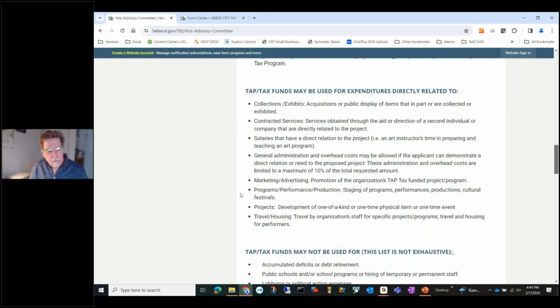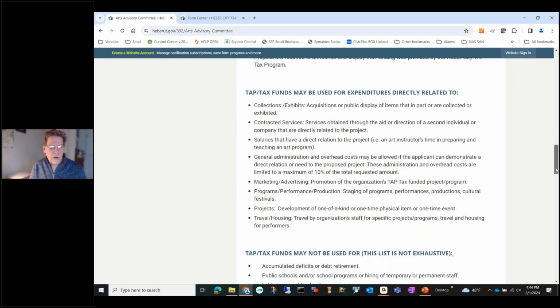And then development of the one-of-a-kind or one-time physical item or one-time event is a good definition of what a project is. And then finally, travel and housing for the organization staff for specific projects and programs, and travel and housing of performers. Of course, by that, it would merit that they would be in the minority of the expense, but we wouldn't know that sometimes. Sometimes we are bringing in a guest speaker, then perhaps besides the fee, the second most expensive thing will be the travel and housing. Let's go down a little bit.